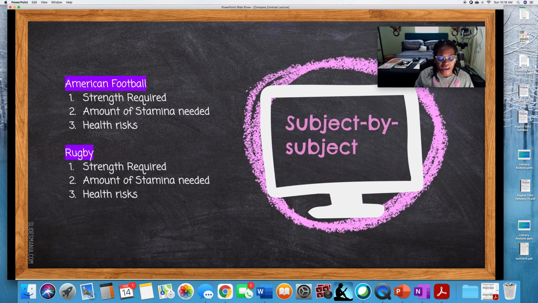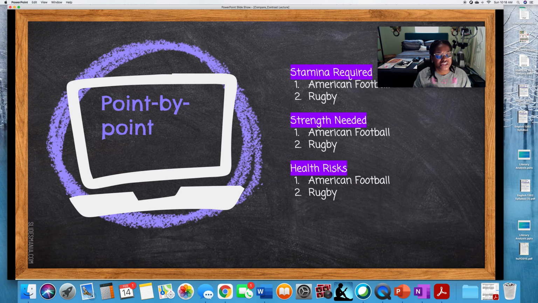For me, I would say that the subject by subject structure would be more useful when you're doing the explanatory comparison essay. If you're going to do an evaluative essay, I would suggest doing the point by point because you can look at both subjects together and it helps you evaluate the effectiveness or the characteristics of both subjects at the same time. So I would do a point by point analysis when I'm doing an evaluative essay.